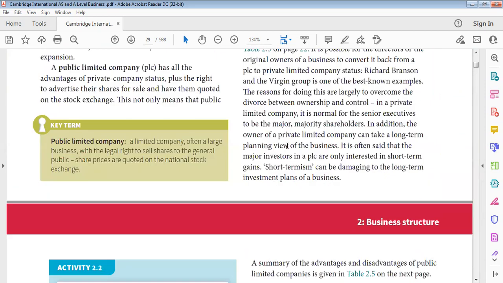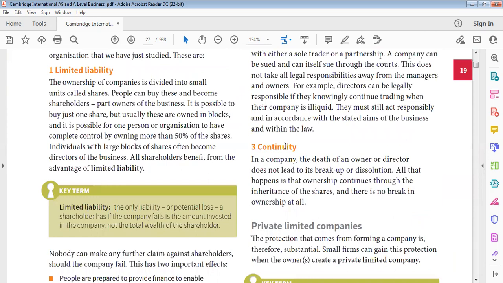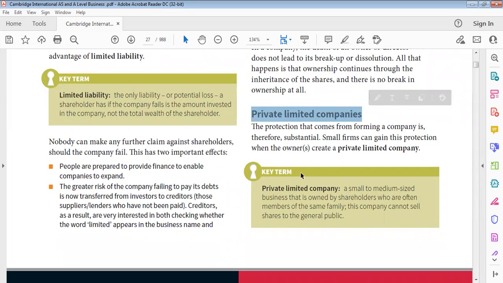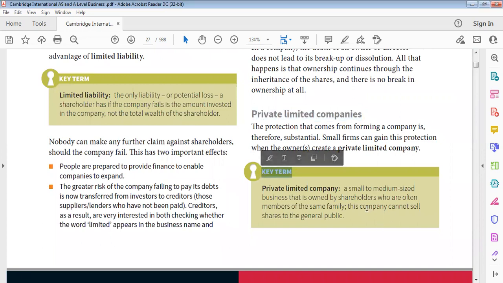All right, sir. First of all, let's look at private limited company. Look at these key terms. A private limited company is a small to medium-sized business that is owned by shareholders who are often members of the same family. Now, listen carefully. Both private limited company and public limited company have shareholders, right? That means they sell shares.